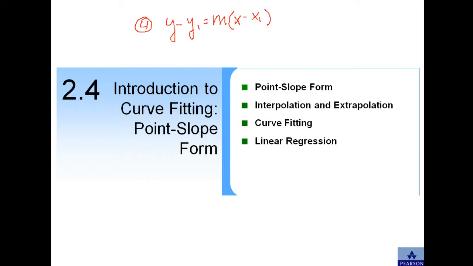So we said that if we had the slope and one ordered pair member, and we put it into this formula, it would generate an equation, usually in formula 2, which is y equals mx plus b. So that's where we're going in this section.